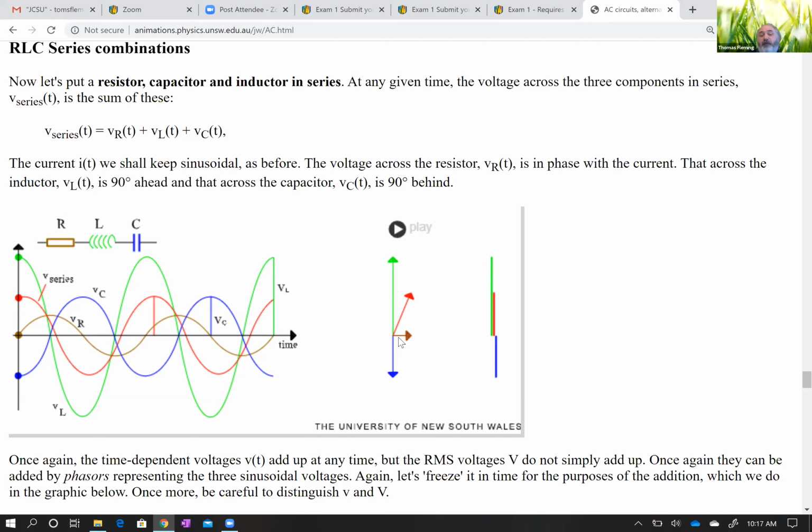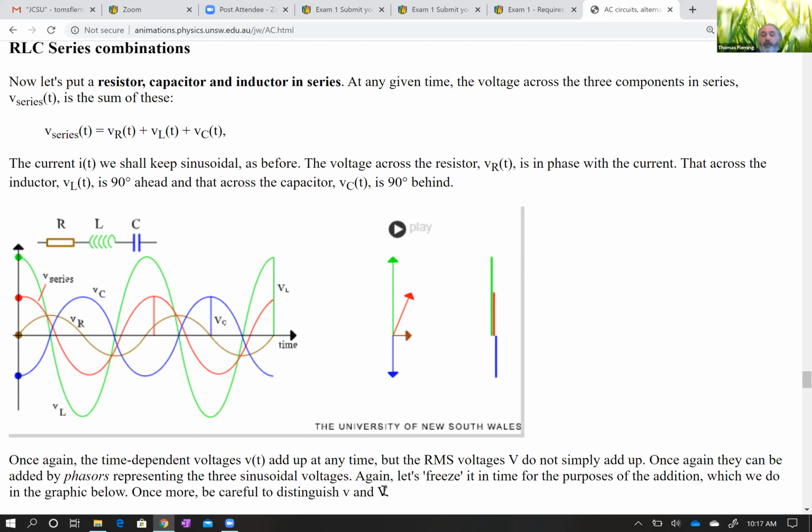So for this one here, they're using this brown line to represent the voltage across the resistor. And of course, the current would be the same direction as this. The green line is the voltage across the inductor, which is 90 degrees ahead of the voltage across the resistor. The blue line is the voltage across the capacitor, which is 90 degrees behind the voltage across the resistor. So the three of those things are all perpendicular to each other. Now, this red line, that's V total.